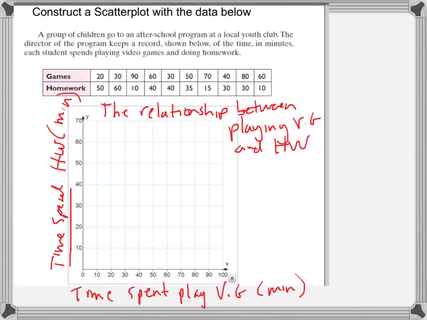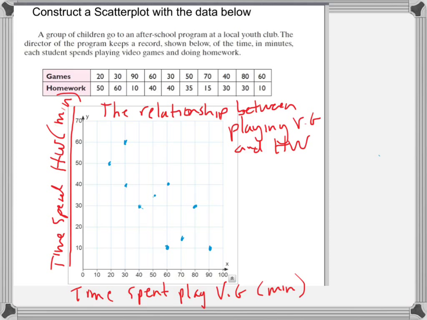So I'm going to read it. The y-axis should be time spent doing homework in minutes. And you always put the units, because you don't know if someone is talking about hours, in which case maybe this was a plot across a week or something, or a month. And then the x-axis is time spent playing video games in minutes, and a good name might be the relationship between playing video games and homework. And so I'm going to pause the video and plot all the points that I have in my graph real quick.